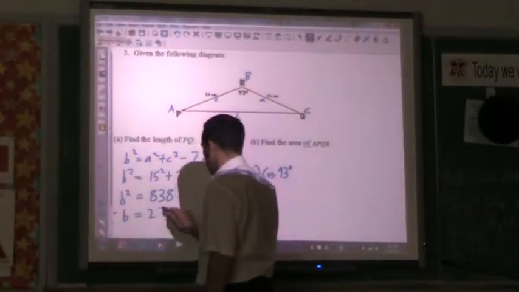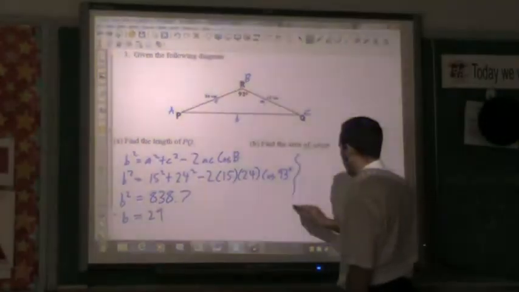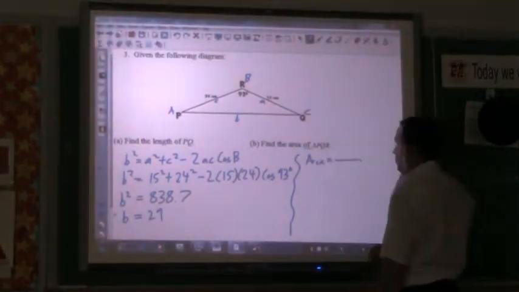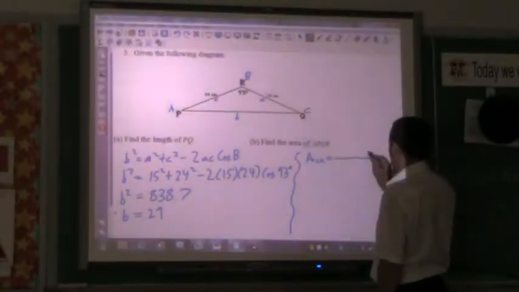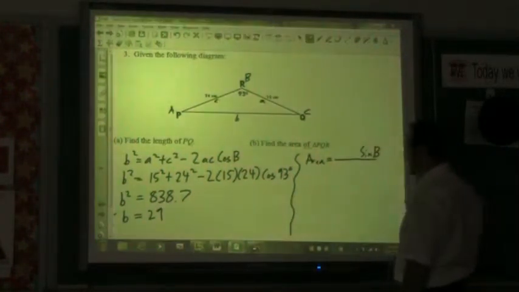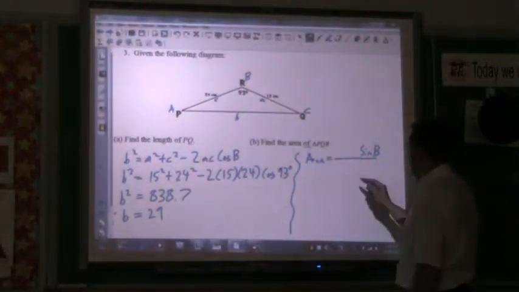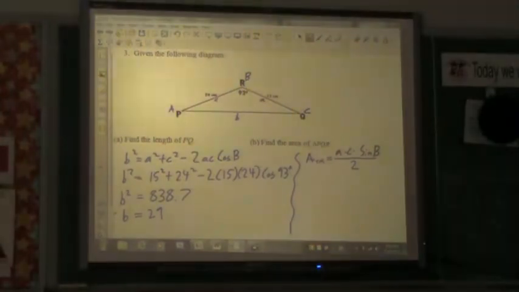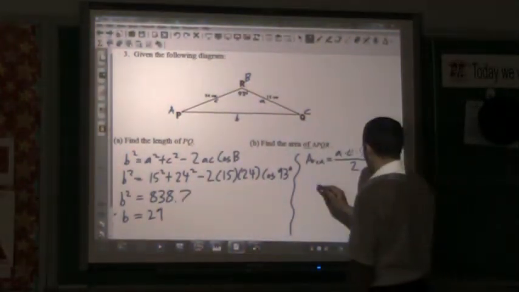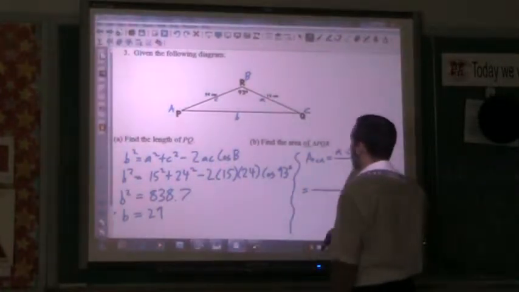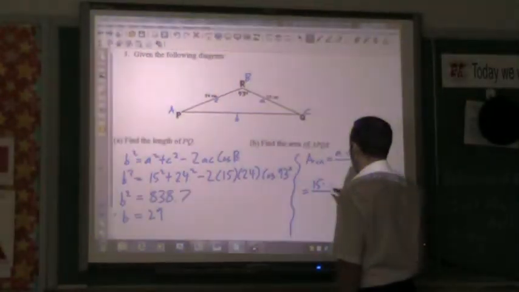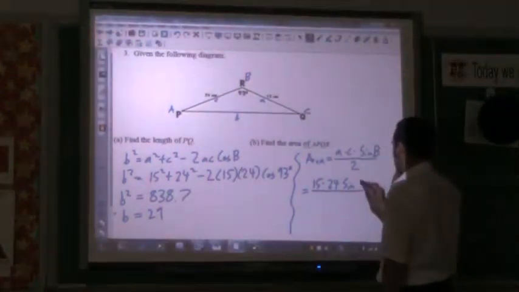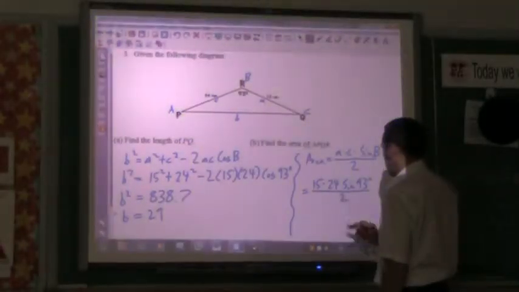Here was 29. Now I need the area. So you use your area formula. Now the only angle I know is B. So I'm going to use the formula that has sine B in it. And my formula with sine B in it is A times C times sine B over 2. So now fill that in. A is 15, my C is 24, the sine of my angle B, which is 93 degrees, divided by 2.